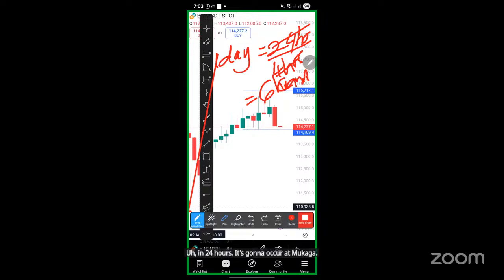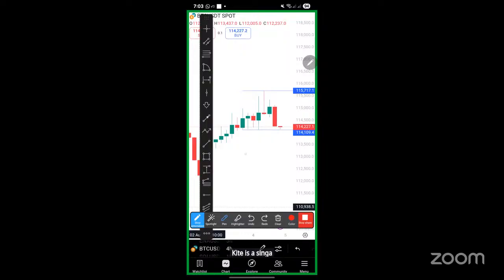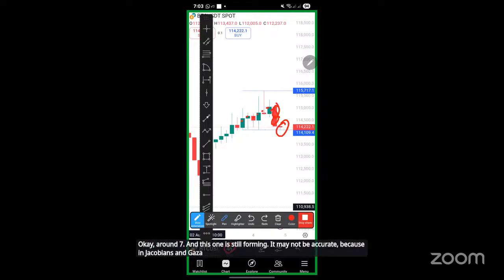That means if I change from 1 day to 4 hours, I will count 6 candles. 1, 2, 3, 4, 5, 6. Okay, this one is still forming. Okay, around 7, and this one is still forming. It may not be accurate, but I'm trying to give you a picture of it.